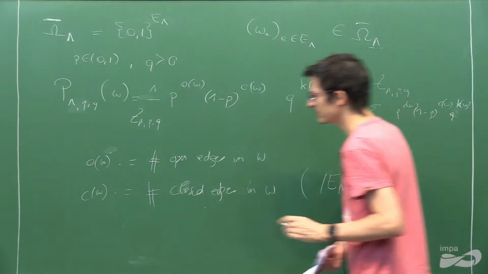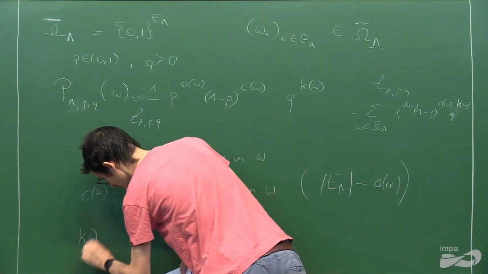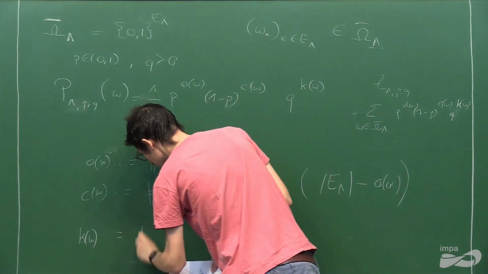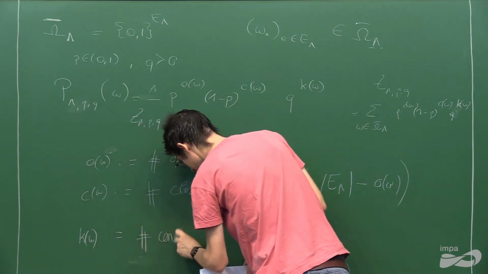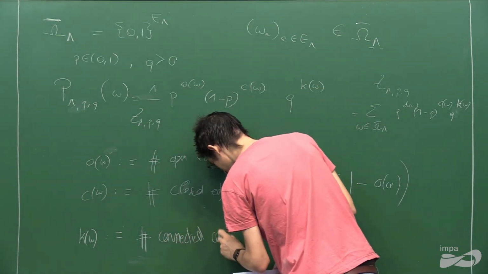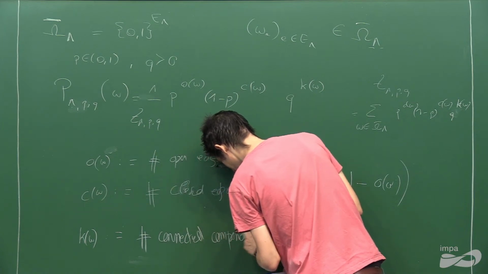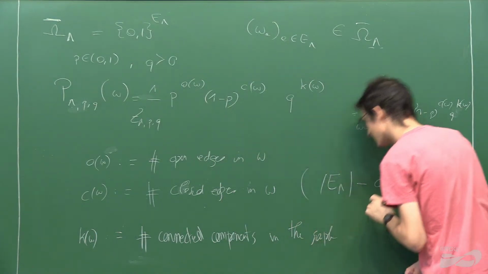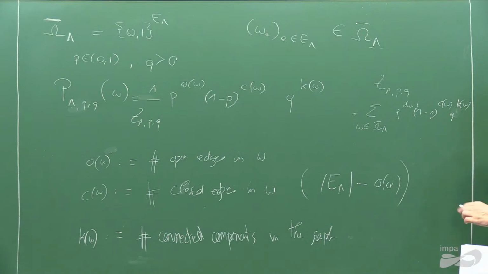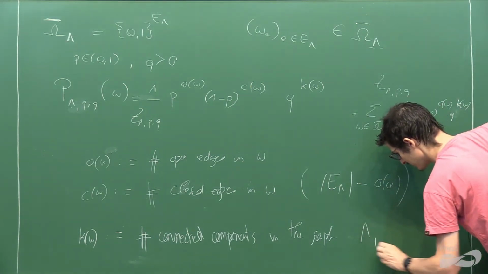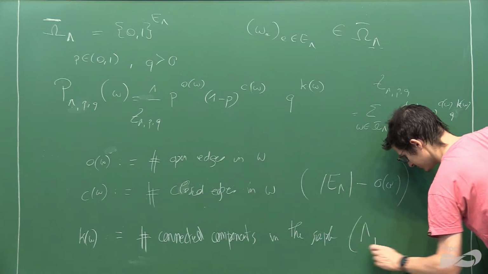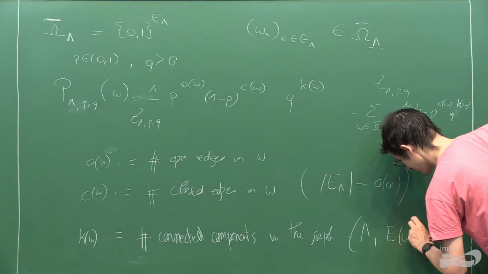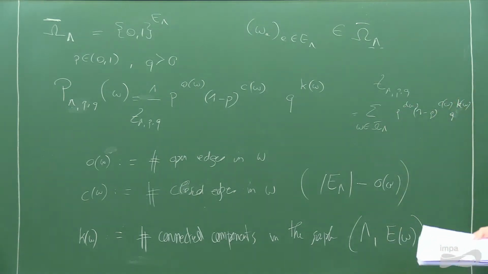And K of omega is the number of connected components in the graph (Lambda, E omega), where E omega is just the set of open edges.